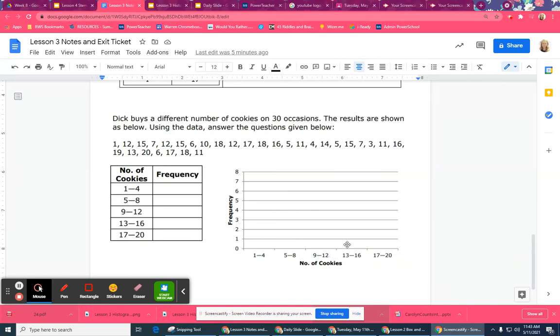So this video is going to briefly go over how to create a histogram. A histogram looks a lot like a bar graph. The only difference is that histograms use frequencies instead of exact numbers. This example is over cookies.